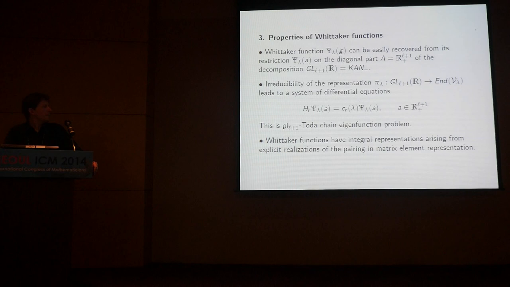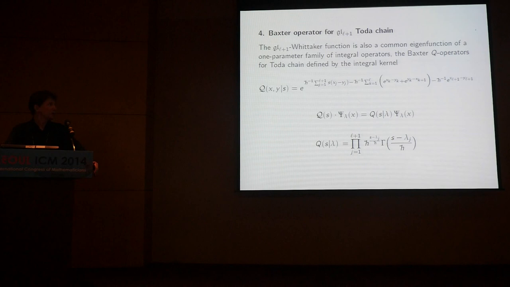Another property is that the Whittaker function has many interesting integral representations arising from the explicit realization of the representation in the matrix element. The interesting thing is that the same function can be characterized as an eigenfunction not only of differential equations, but also of a one-parameter family of integral equations, which realize the Baxter Q operators for the Toda chain. Here is the explicit form of this integral kernel. The eigenfunction of this operator is basically a product of gamma functions.